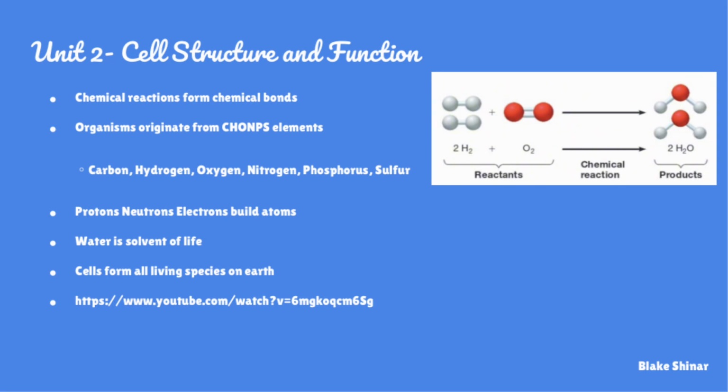Unit 2 is on the structure and function of cells. Chemical bonds are formed by chemical reactions, and all organisms come from the elements carbon, hydrogen, oxygen, nitrogen, phosphorus, and sulfur. These elements are better known as CHONPS. Atoms are made from protons and neutrons. The solvent of all life is water, or H2O, and all living species are made up of cells.